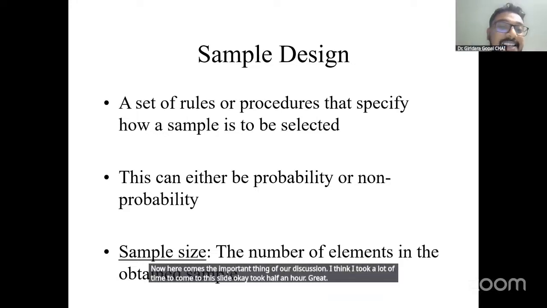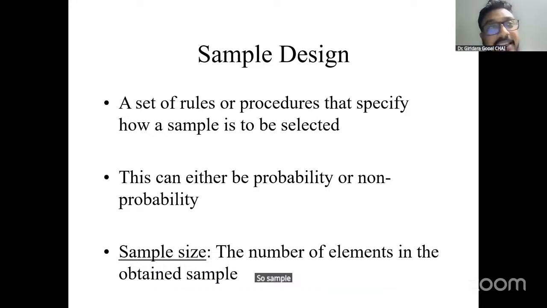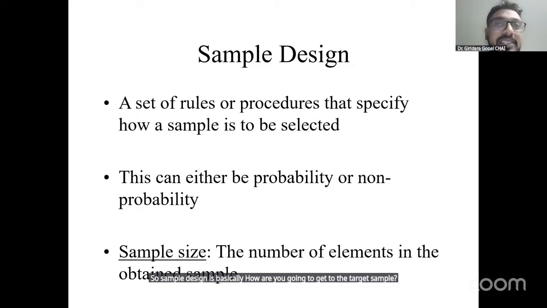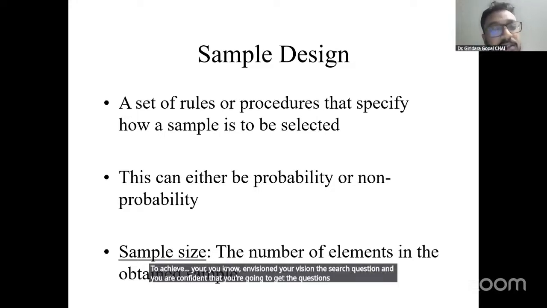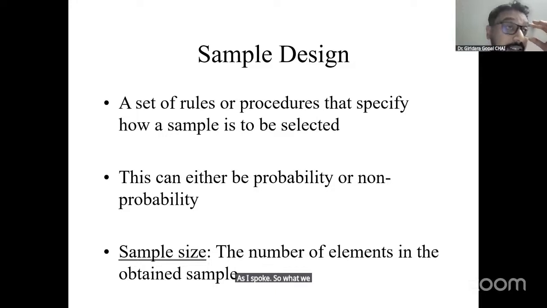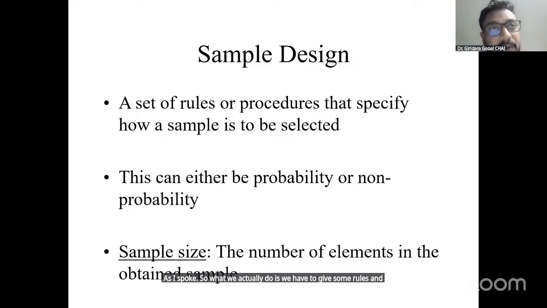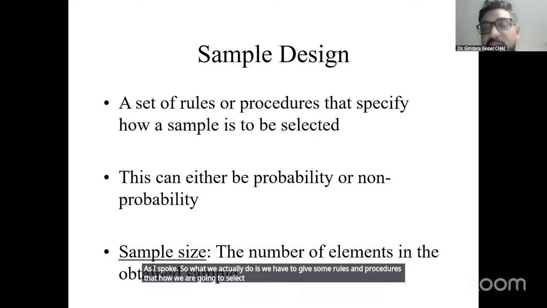Great. So sample design is basically how are you going to get to the target sample to achieve your envisioned research question, and you're confident that you're going to get the questions answered, right? So there are steps that you have to do. In fact, over the previous few slides, I've actually told all the steps as I spoke. So what we actually do is we have to give some rules and procedures for how we are going to select. The first thing, as I told, was the inclusion exclusion criteria.